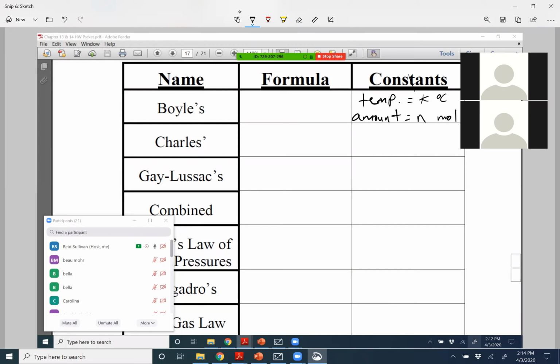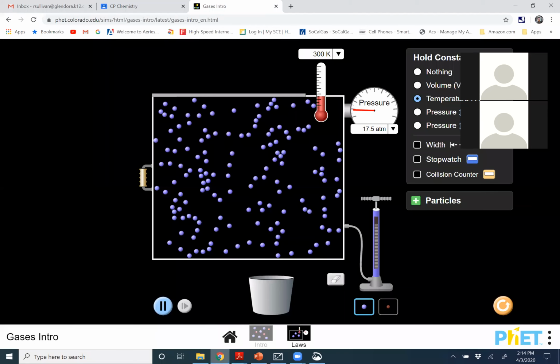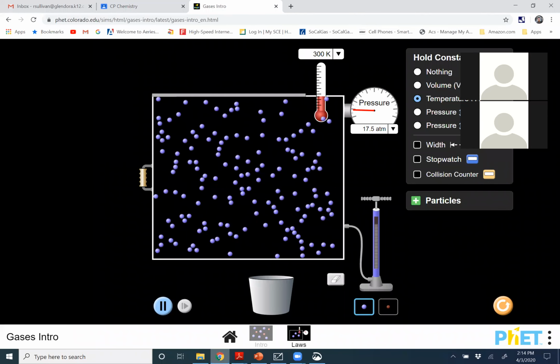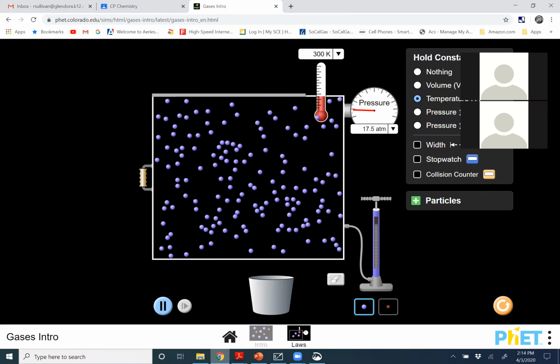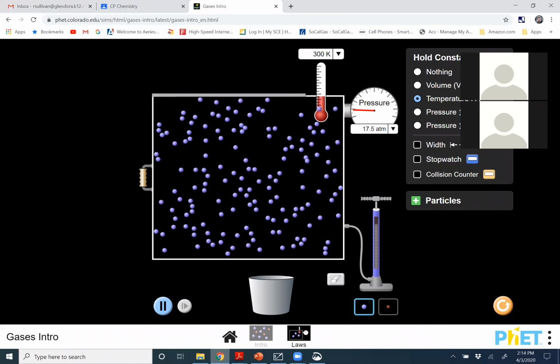So what's changing is we're going to be changing the pressure, which is measured P, and we're going to be changing our volume. So the question is, what is happening when we change the pressure and the volume? So let's take a look at our simulation and see what happens when we change the pressure and we change the volume.